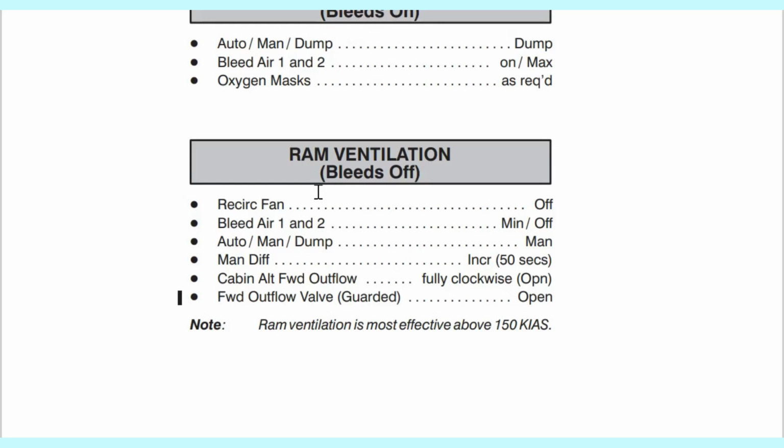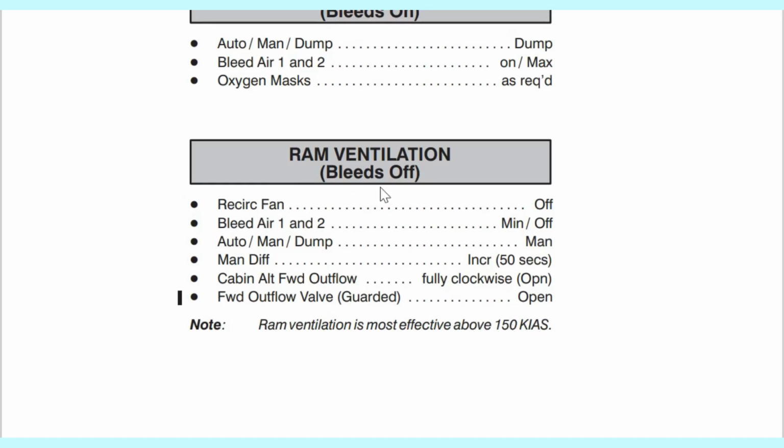Okay, and to do a ram ventilation flight, you must understand that it's only effective at above 150 knots. So you have to see your indicated airspeed. If it's above 150 knots, you can expect that ram ventilation will work very well. So these are the items here, and the recirculation fan should go off. So you go recirc fan off, bleed air 1 and 2 to min and off.